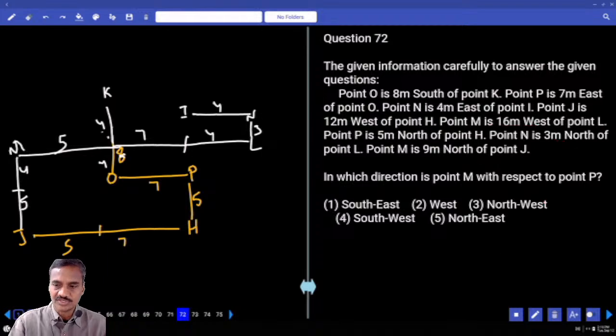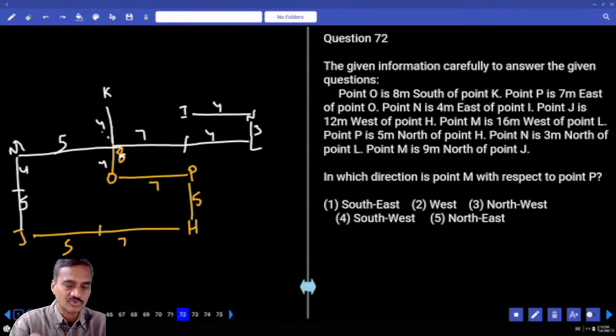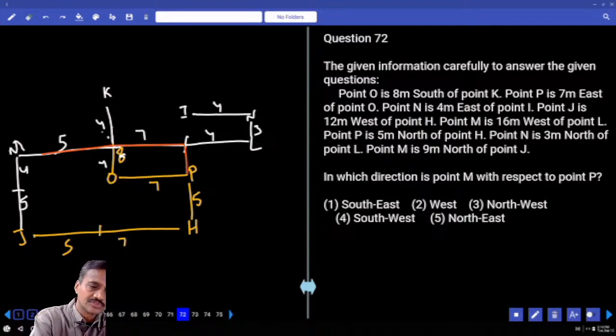Then in which direction is M with respect to P? Now we need to take M with respect to P. M with respect to P, this is north and west, so northwest. And M is northwest to P. Choice 3, question number 72.